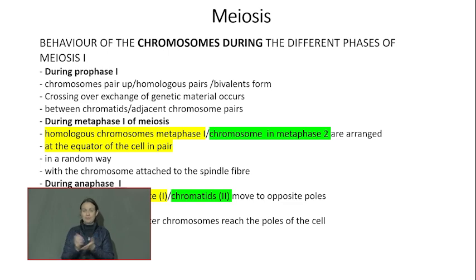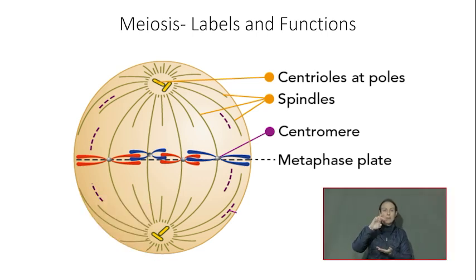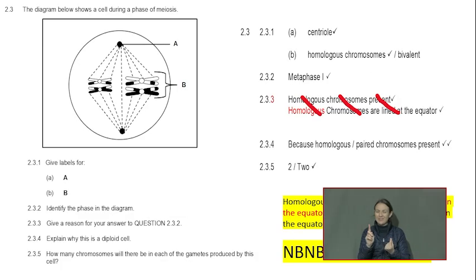Behaviors of chromosomes during different phases. You must be able to identify those phases and be able to explain why you are saying it is that particular phase. So we have what happens during prophase, metaphase 1, anaphase 1, all of them. Also, the diagrams, let us be able to label. Let us know how to label the centromere, the spindle fibers, also the functions of the labels.